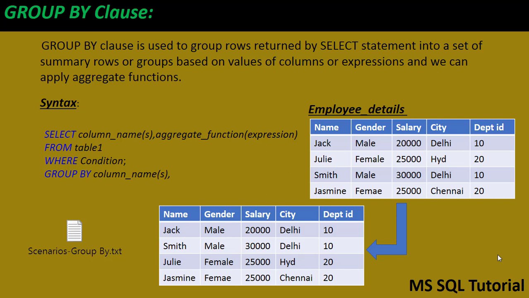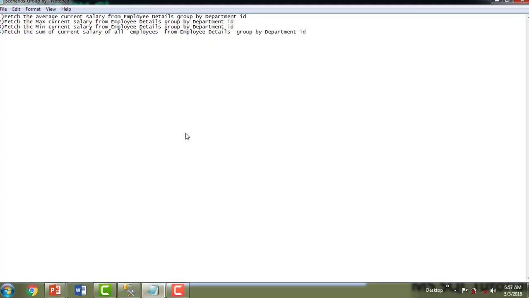We will see some of the scenarios for the GROUP BY clause. I have taken some scenarios to work on. Let me show you one by one. The first scenario is: fetch the average current salary from the employee details table, grouped by department ID. I want to know the average current salary in each and every department from the employee details table.